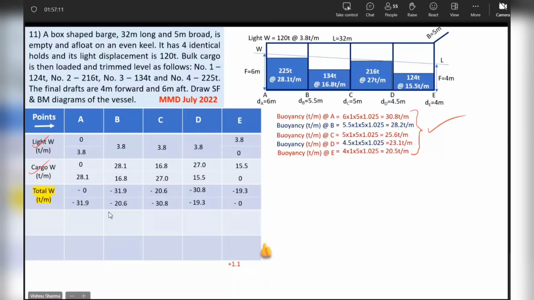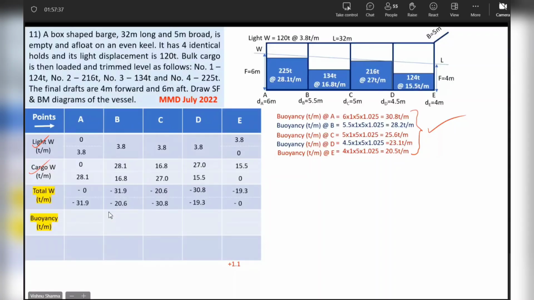Okay. Now we come to the important part, the buoyancy, which is not uniform. The buoyancy per unit length. To the left of A it is 0. Just to the right of A, the draft is 6 meters, and it becomes 30.8. So we divide A and E into 2 parts.